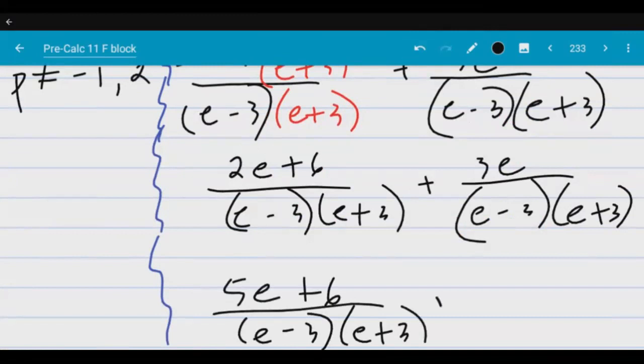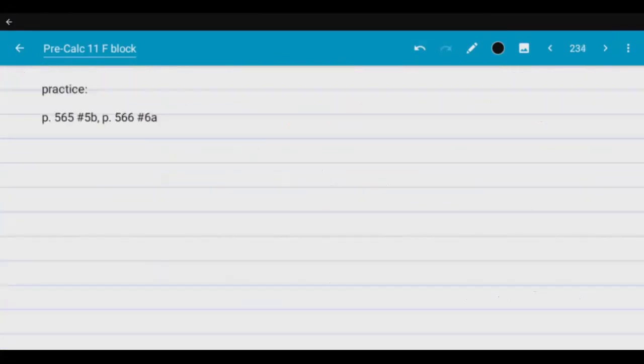Just don't forget, we have our non-permissible values, e not equal to negative 3 and positive 3. And please do this practice question, okay? Or 2 questions, okay? These 2.